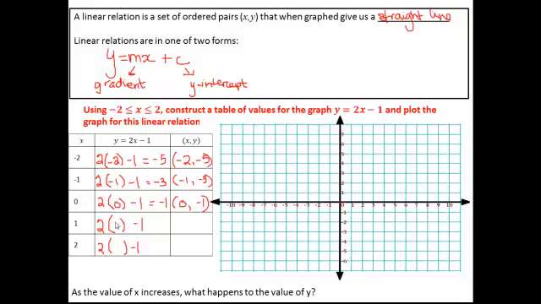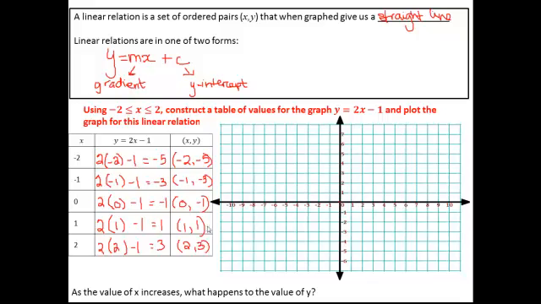Now I'm going to put in x is equal to 1. So 2 times 1 minus 1 gives me 1. Okay, so my fourth point is 1, 1. And then my last one there, x is equal to 2, so 2 times 2 is 4 minus 1 gives me a y value of 3. So my last point is 2, 3.